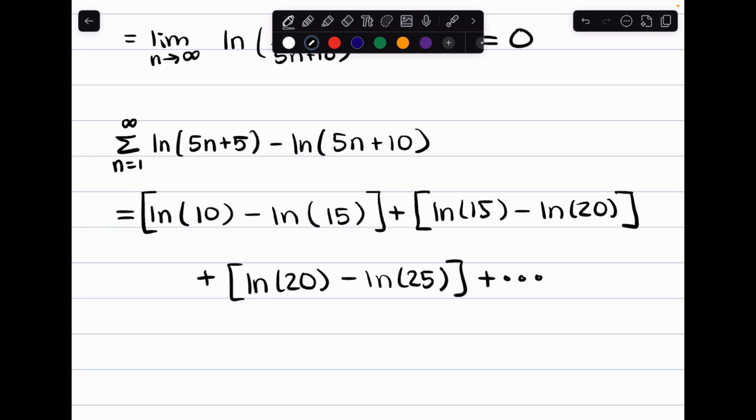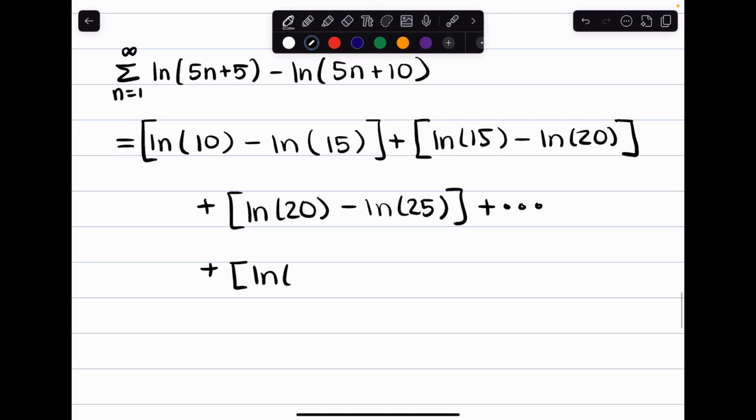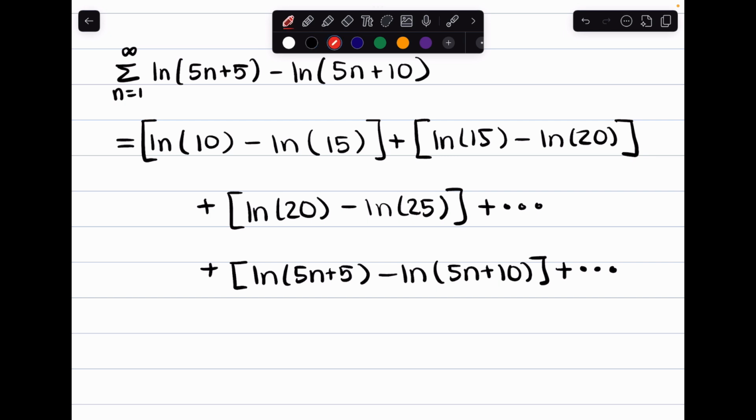And I'm going to keep going. And eventually I'm going to hit natural log of 5n plus 5 minus natural log 5n plus 10. And then I'm going to keep going because it's an infinite sum. Well, you might notice that there is quite a bit of cancellation here.